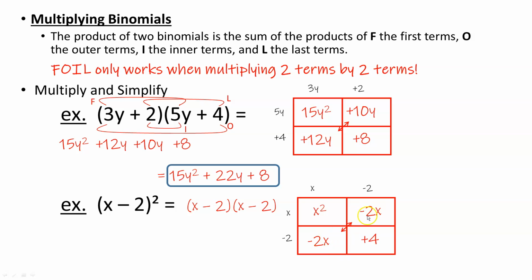Again, these are our like terms. Negative 2x plus negative 2x is negative 4x. And x squared minus 4x plus 4, that's our answer.